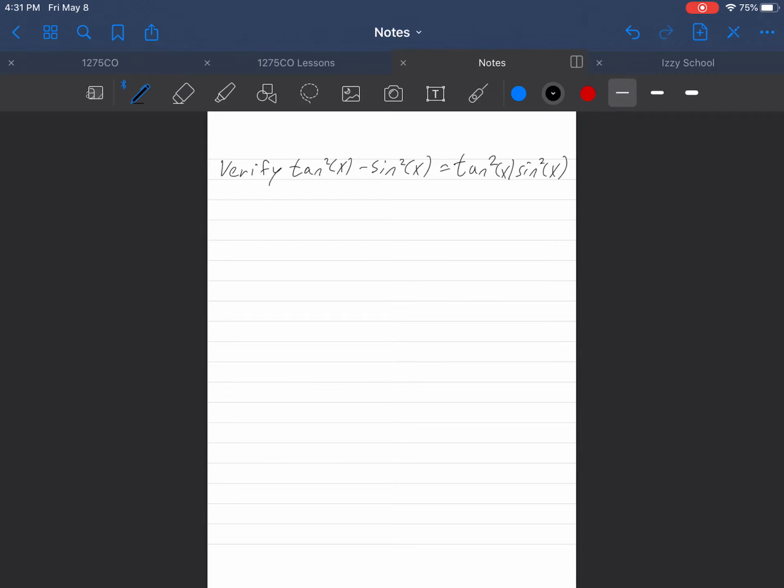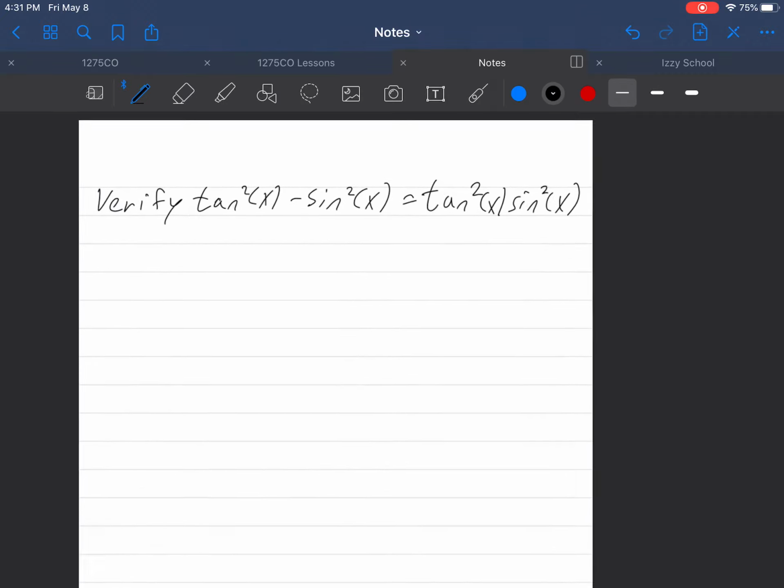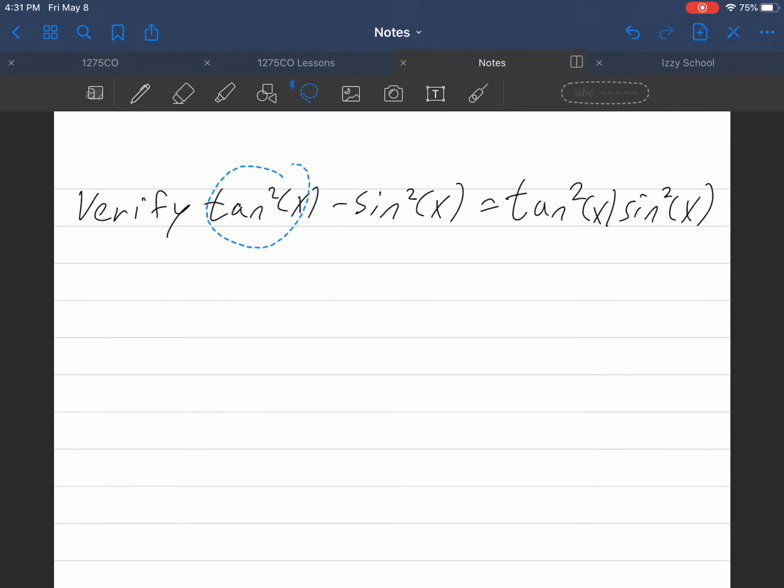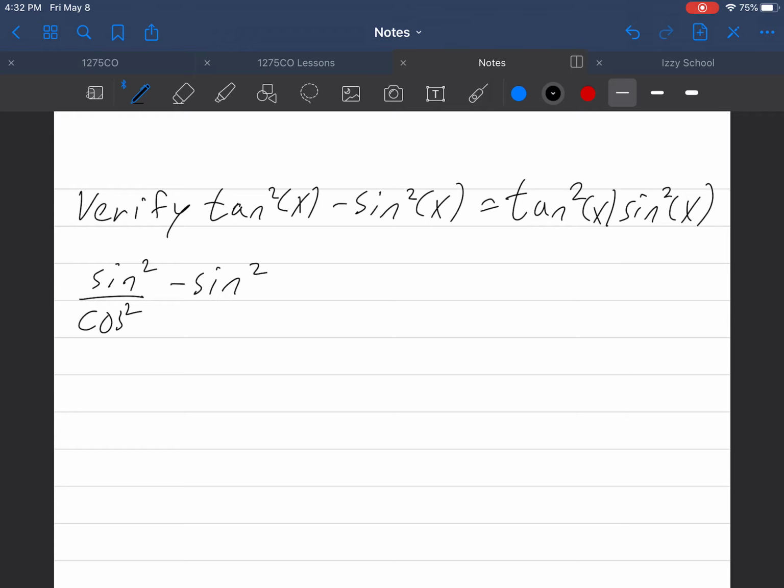Let's look at this one. Verify: tangent squared x minus sine squared x equals tangent squared x times sine squared x. Okay, once again, the first thing that we can do is replace everything that is not in sine or cosine form and put it into sine or cosine form. That's going to be sine squared over cosine squared minus sine squared. Once again, ditching the x's. This is equal to sine squared over cosine squared times sine squared.